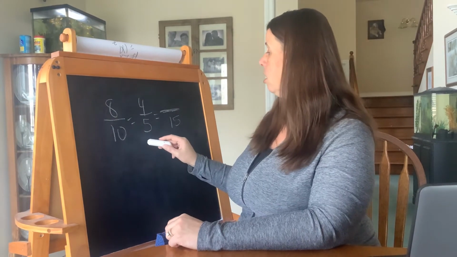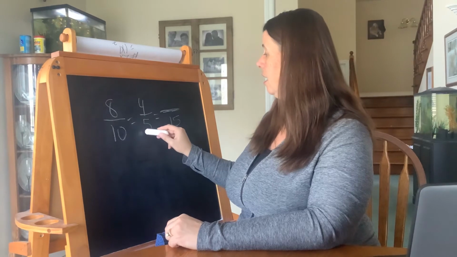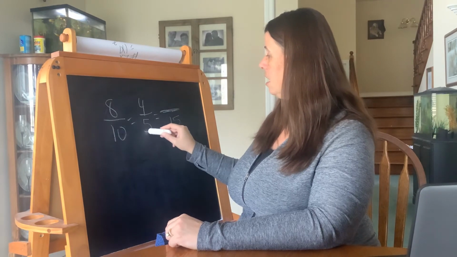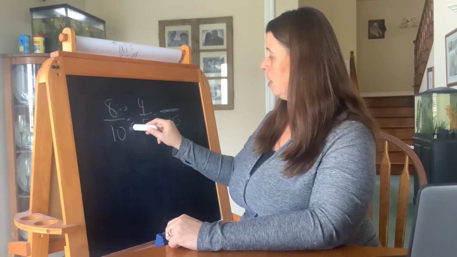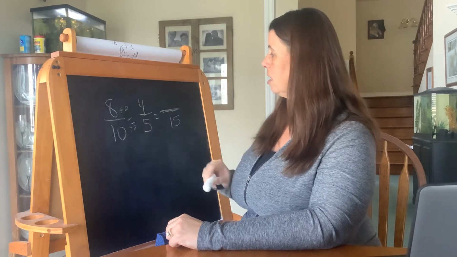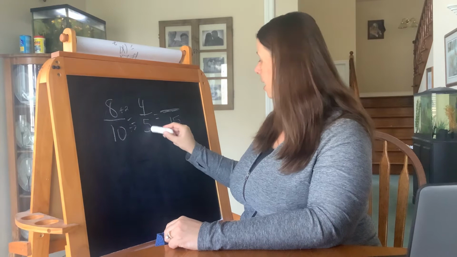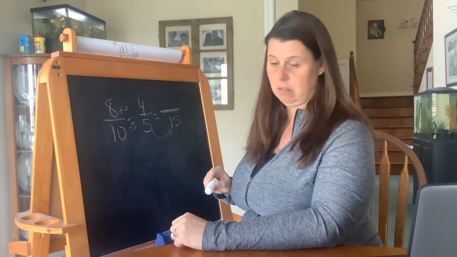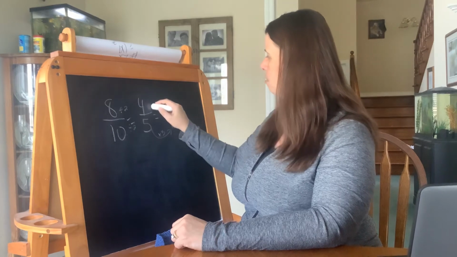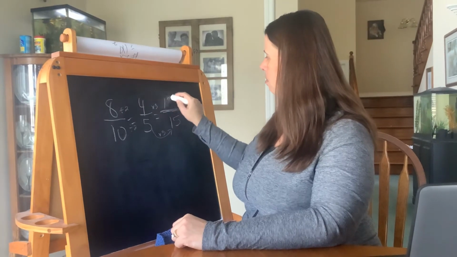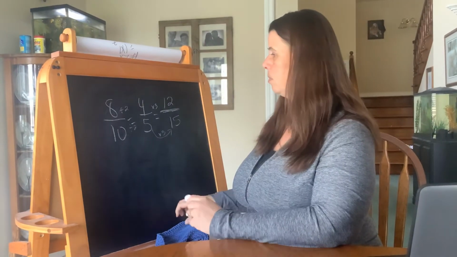8/10 is 4/5 because this was divided by 2 and this was divided by 2, right? That's a terrible dividing sign. Now, can I get from 5 to 15 easily? Absolutely I can. So how do I get from 5 to 15? I times by 3 on the top and the bottom, and I get 12.